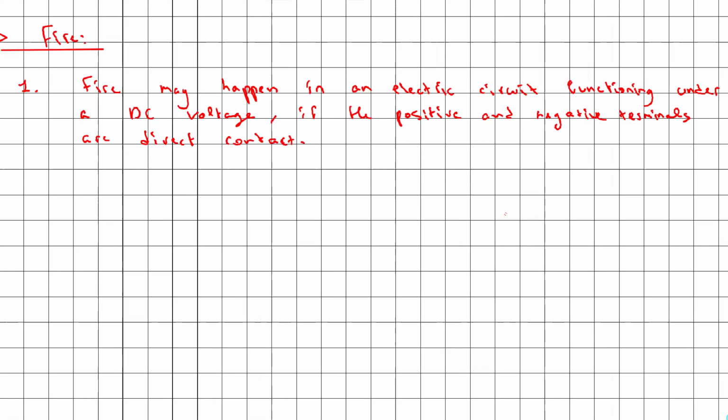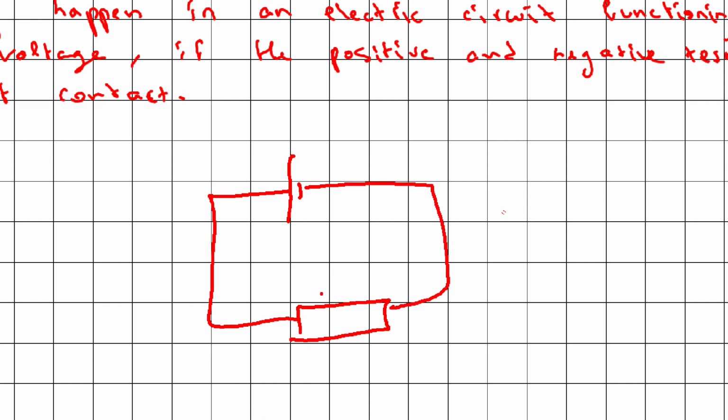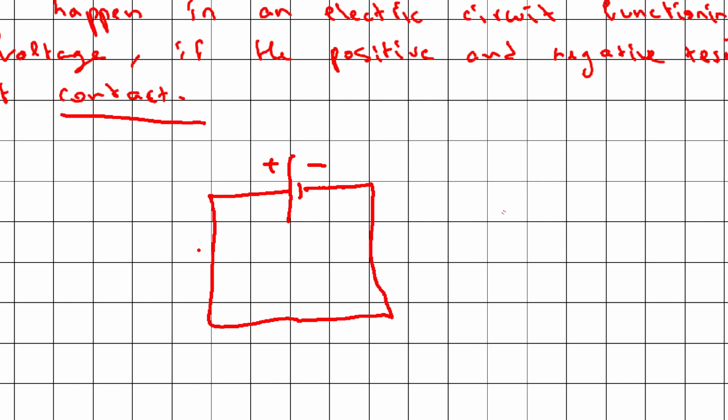So what do we mean by this? In a simple electric circuit with a DC voltage source, fire may happen. Suppose here we have a resistor like this, and suppose that the resistor for some reason is not functioning anymore, and it is replaced by a connecting wire like this. So this is the positive pole and the negative pole, and there is nothing that separates them, so they are in direct contact. In order to avoid this, we use a fuse.